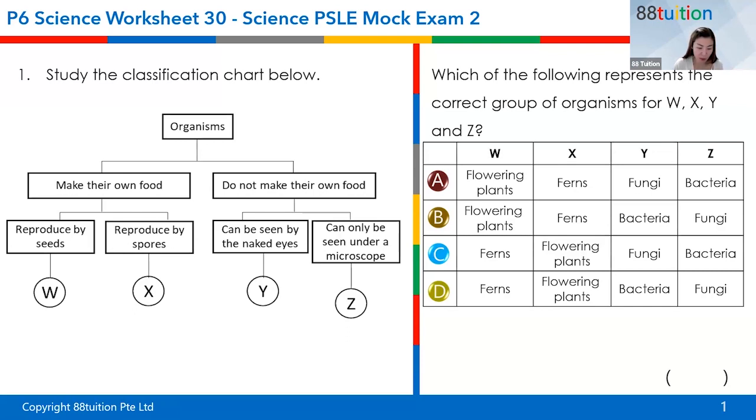So if you look at the first question here, study the classification chart below. Now, organisms make their own food, do not make their own food. Reproduce by seeds, reproduce by spores. I think all these are not big issues to you. If I look at your answers this time around, a lot of you put in your answers. I'm so happy. Plus of course our students from the Wednesday group, because Wednesday was National Day, so they don't have lesson on that day.